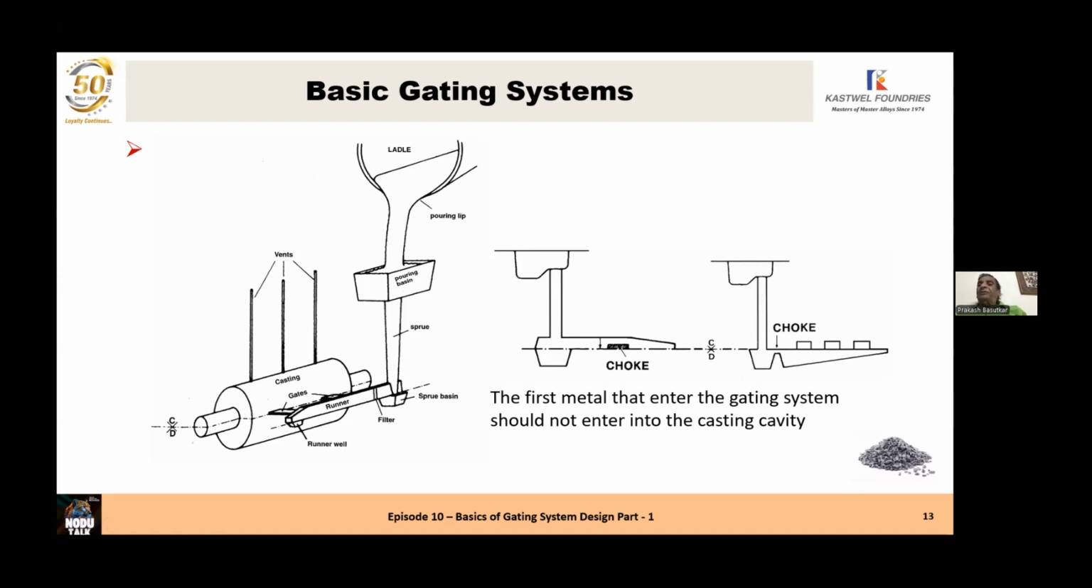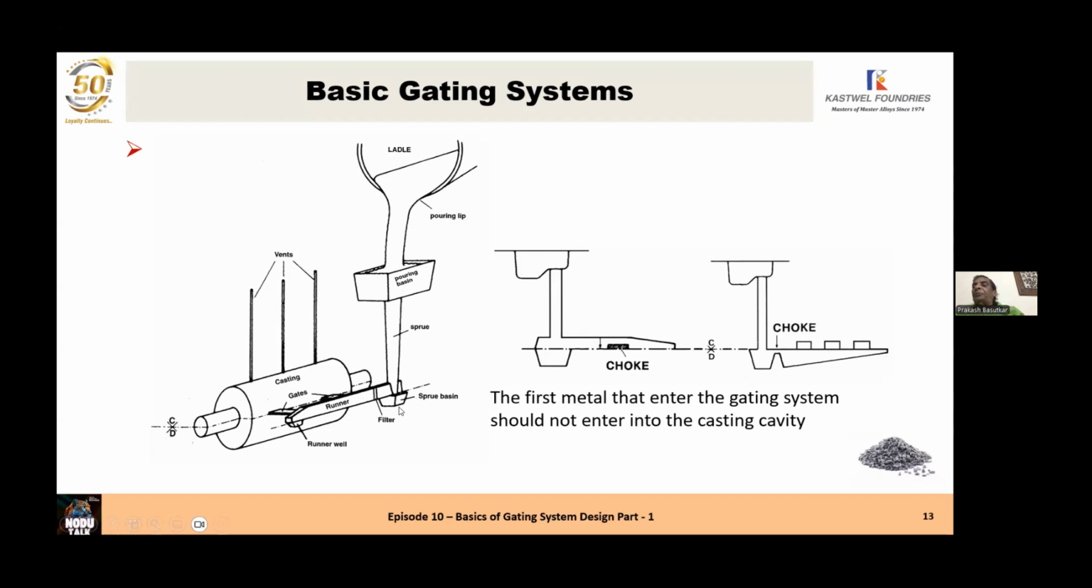Now let's look at this figure on the left-hand side. You'll see the ladle in which there's liquid metal. The liquid metal goes over the pouring lip of the ladle and falls into the basin, which is the pouring basin, and goes down the sprue, which is in the mold. The pouring basin may be on the top of the mold or maybe in the mold itself. The metal goes down the sprue, and below the sprue, you will see the sprue basin.